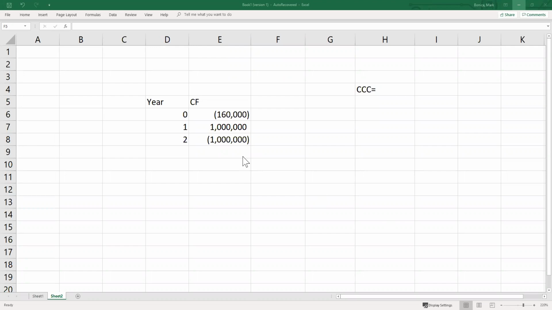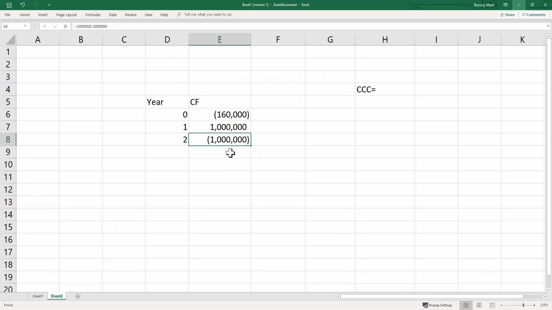to set up a project with some goofy, non-normal cash flows. So you're going to pay $160,000 to set up a clinic. At the end of year one, you're going to earn $1 million. At the end of year two, you're going to earn $1 million. However, at the end of year two, you're also going to pay a fee of $2 million. So your net cash flow in year two is negative $1 million.